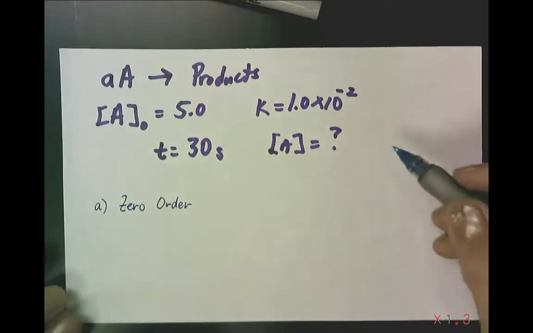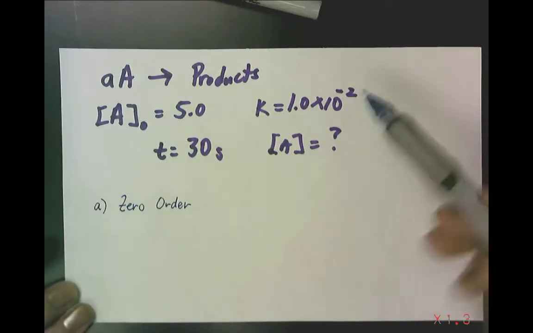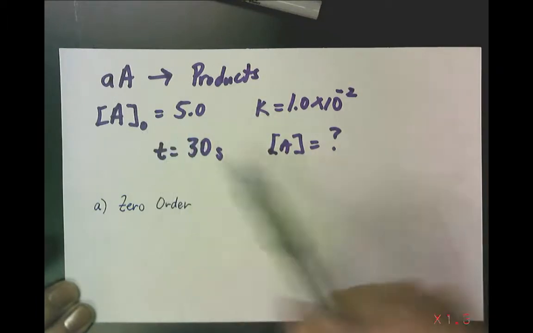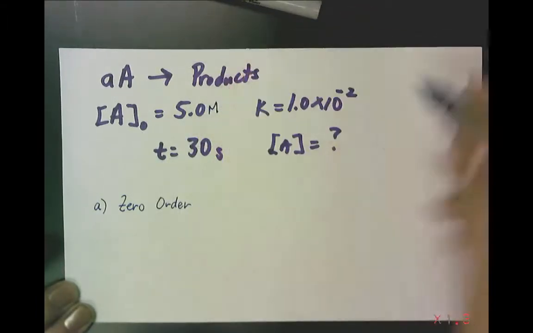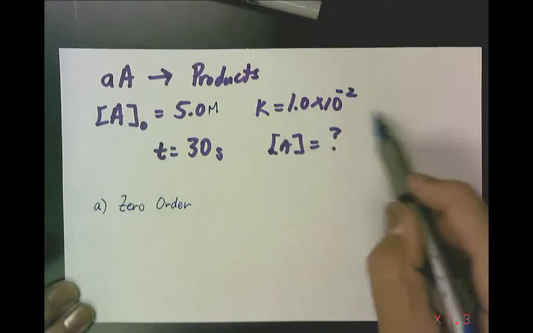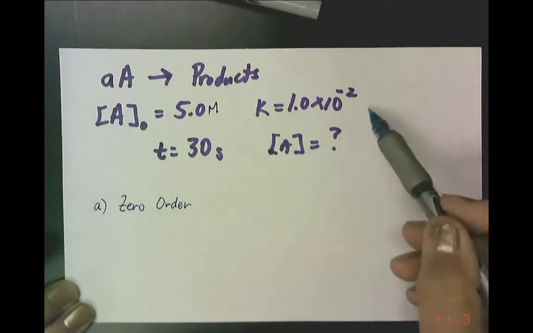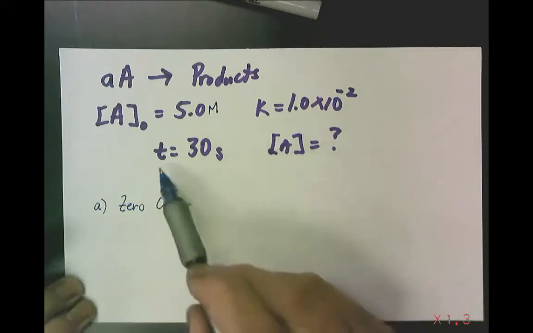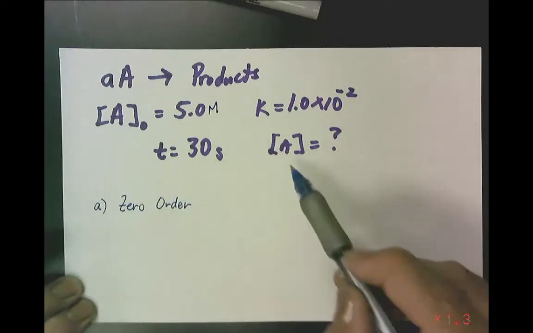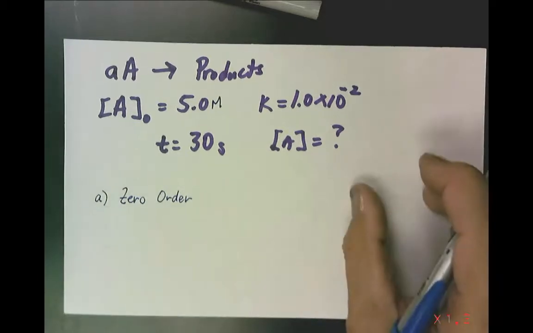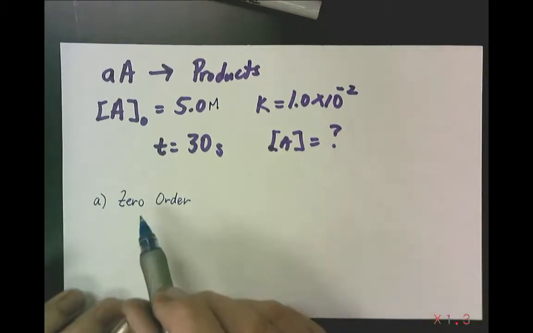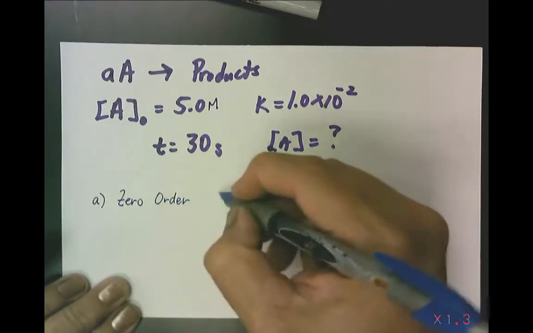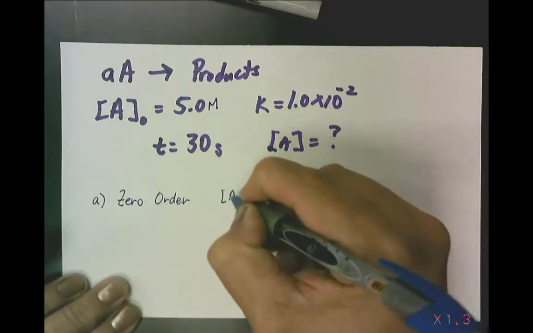Here's the solution for the previous exercise. This was the reaction. This was the original concentration. Okay, this was K. No units put here because we're going to assume the units are appropriate for each order. Okay, after time 30 seconds, what was the concentration of A? Okay, so we're going to start out solving for zero order. So you have to remember the integrated rate law. So let's see how that goes.